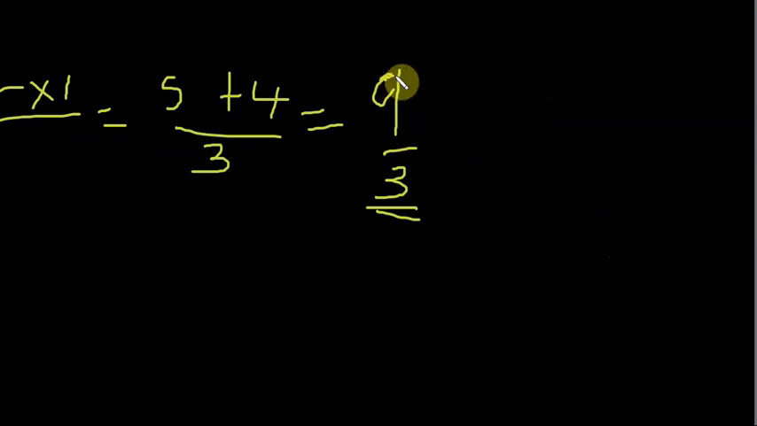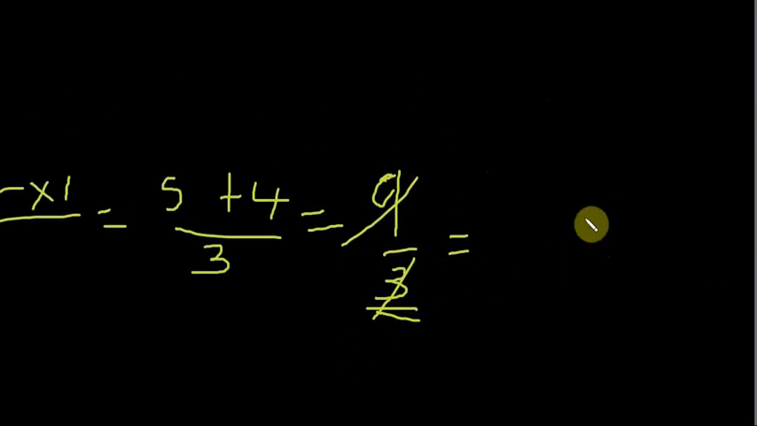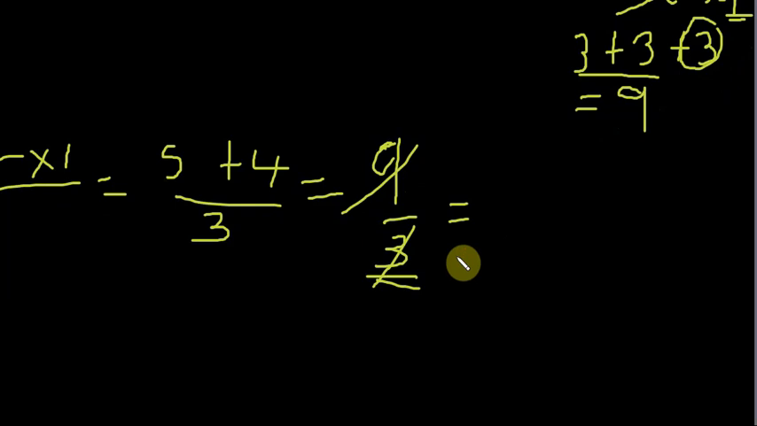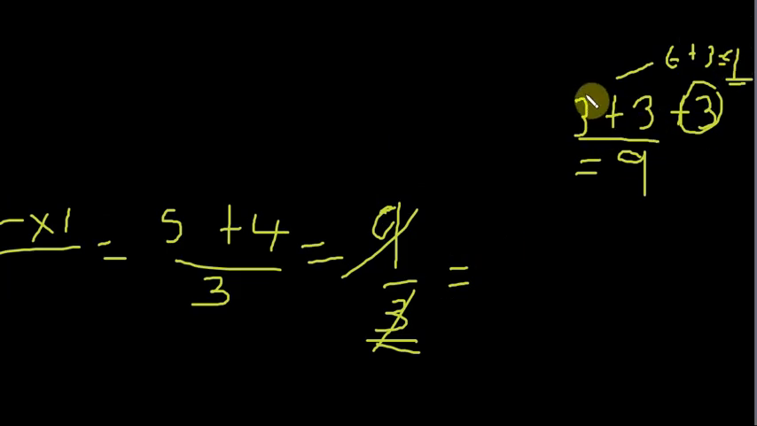needs to be simplified. Oh, wait a minute, because 9 can actually go into 3. How many times does 3 go into 9? Because remember, 3 plus 3 plus 3 gives us 9. 3 plus 3 is 6. 6 plus this remaining 3 is actually 9. Do you see? There we go. So 3 goes into 9 how many times? Let's count. 1, 2, 3.